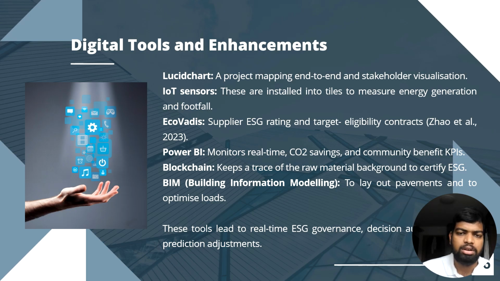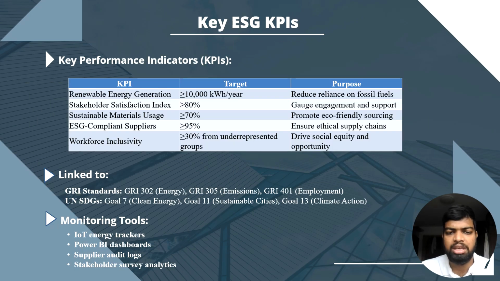Tools evaluate suppliers' ESG scores, allowing informed procurement decisions, and blockchain adds traceability to material sourcing, enhancing ESG transparency. BIM, building information modeling, aids pavement layouts and resource optimization. Together these tools make the project respond through a digital ecosystem, ensuring sustainability is not just reported but actually managed and enhanced throughout the life cycle. The approach reflects a shift towards governance in infrastructure development, embedding ESG principles in day-to-day decision making. These are the key ESG KPIs.